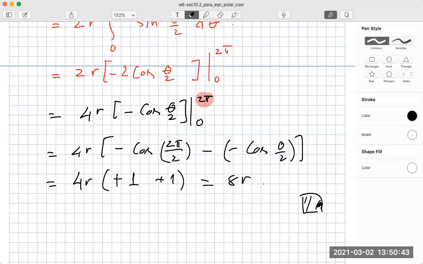Are we good? Then I have a question. Why did the 1 from the negative cosine of 2 pi over 2 become positive? Wait me a second. Let me volume up a little bit. Interesting.